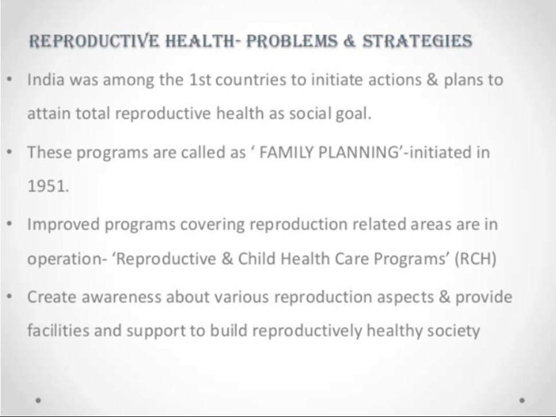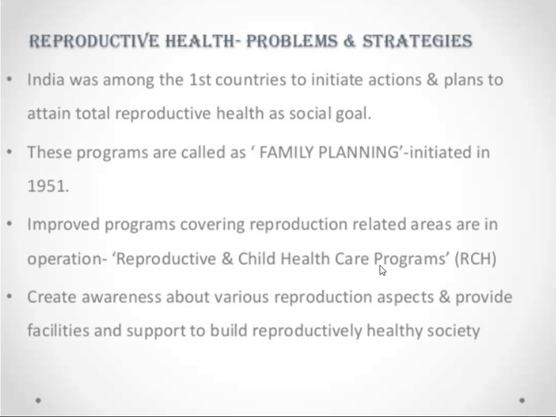Now, let us see the reproductive health problems and the strategies. India was amongst the first countries to initiate actions and plans to attain total reproductive health as a social goal. Very few countries took this initiative, and India was the first country where this initiative was taken. So they developed the family planning program. It was initiated in 1951, and there were many slogans which came up under this.